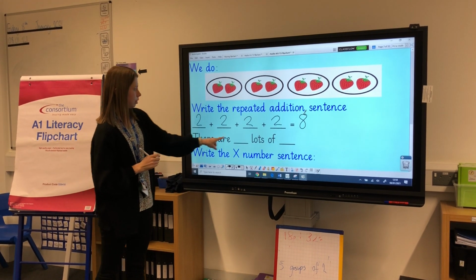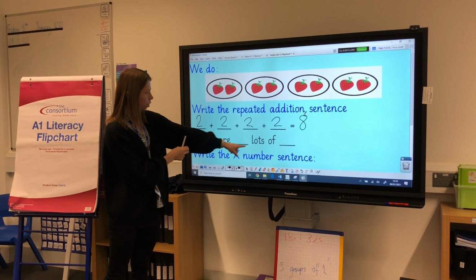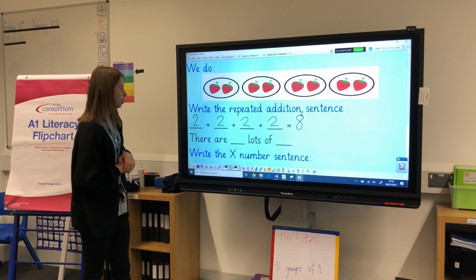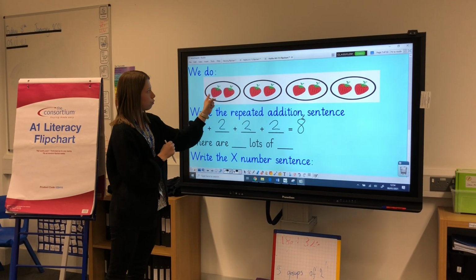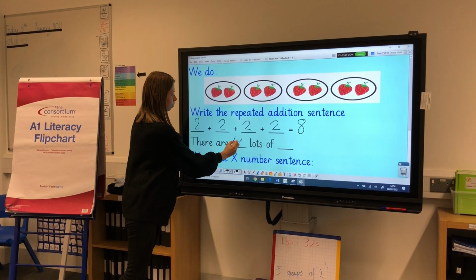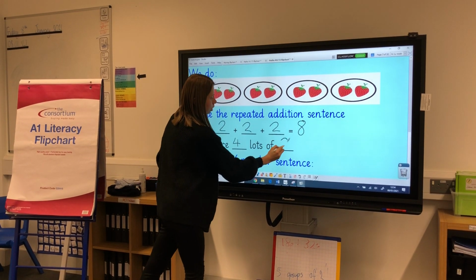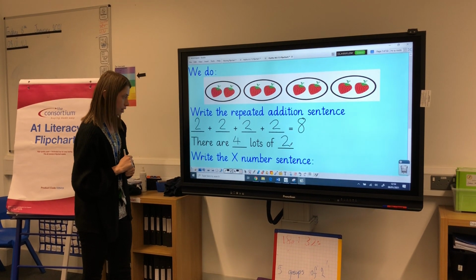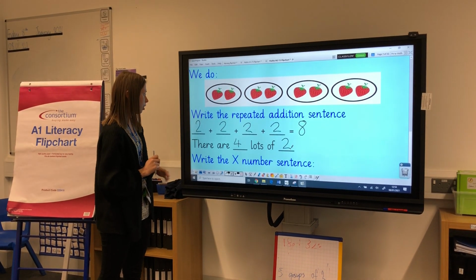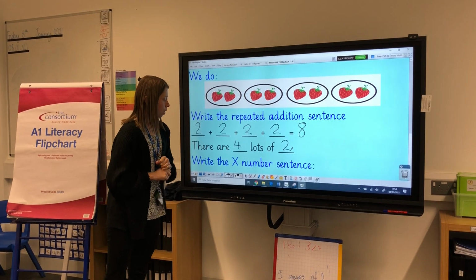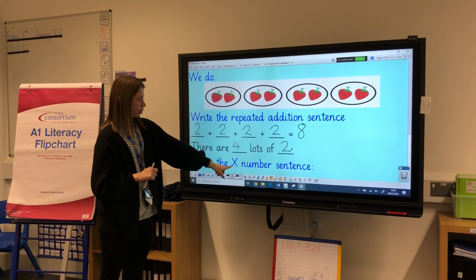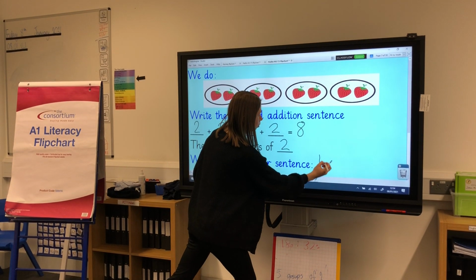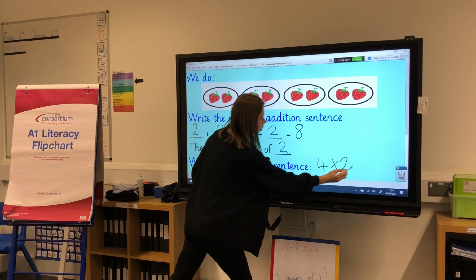So here we've got a sentence that we need to complete. There are something, lots of something. Now, going back to the equal groups, we did this the other day. So we know that there are 4 lots of 2. There are 4 groups of strawberries with 2 in each. Now, let's have a go at writing the times number sentence. So we know there are 4 lots of 2, and our multiplication sign here can replace the lots of. So our multiplication sentence would be 4 times 2.